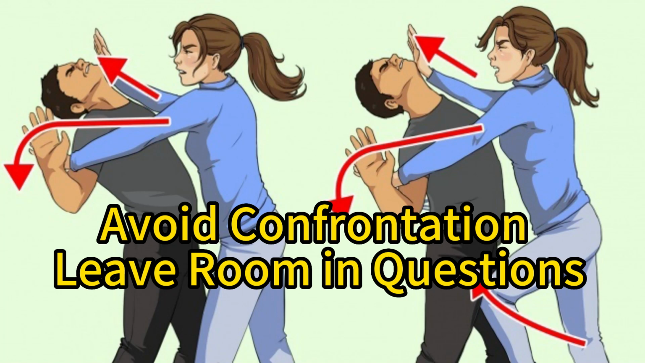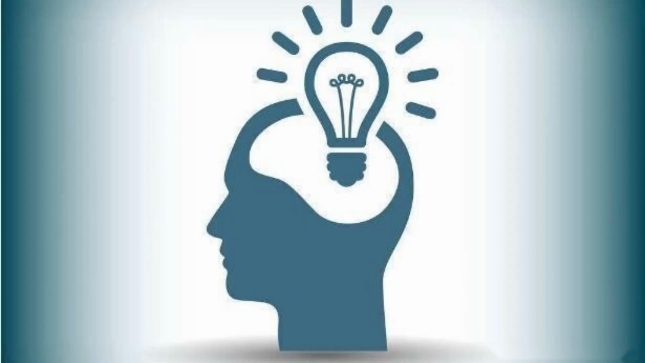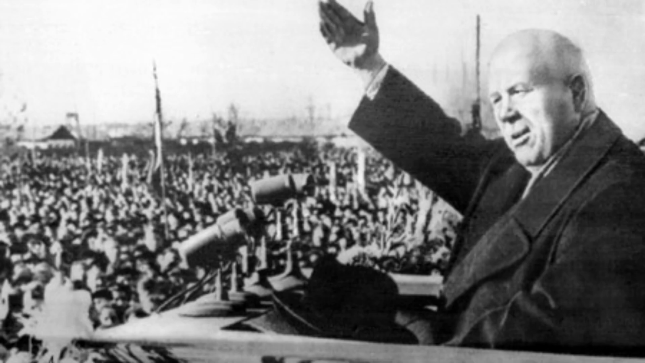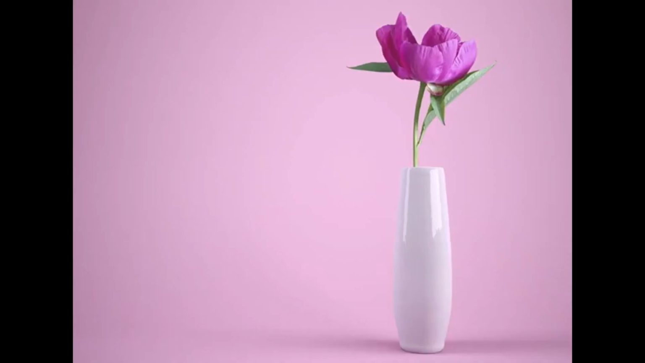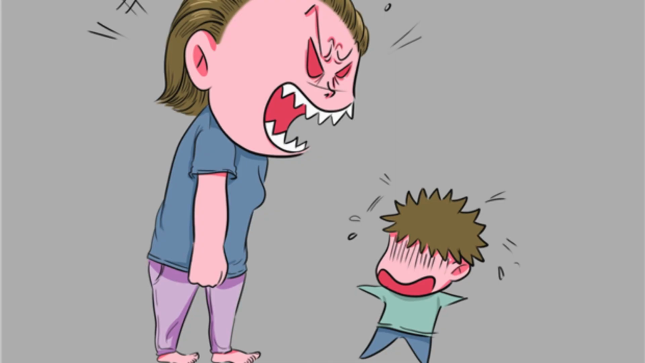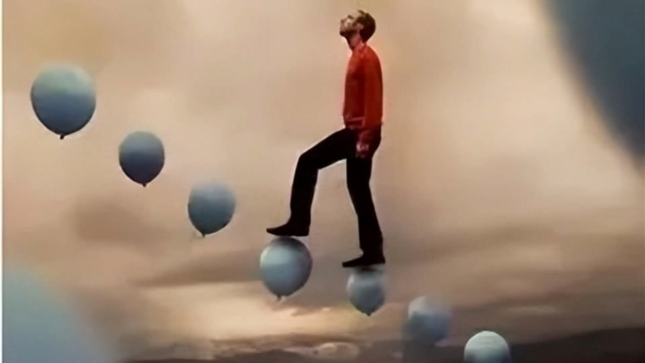The first technique is to avoid direct confrontation when asking sensitive questions. If you corner someone, they will often outright deny or shut down. For example, if you suspect your child broke a vase, asking point-blank, "Did you break the vase?" will likely result in denial. Once they deny it, it becomes very difficult to get the truth.